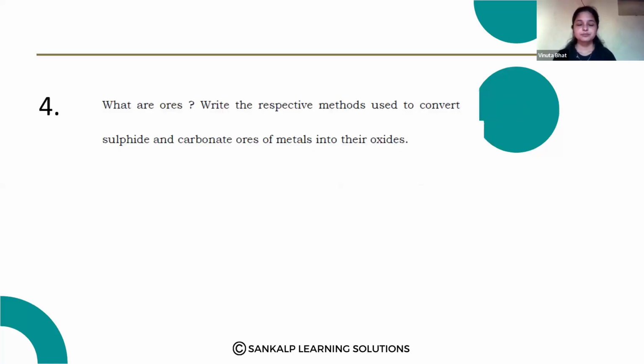Next question. What are ores? Write the respective methods used to convert sulfide and carbonate ores of metals into their oxides. Note the question.